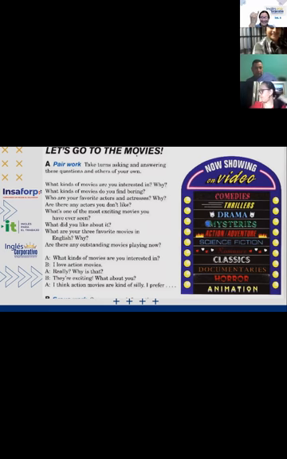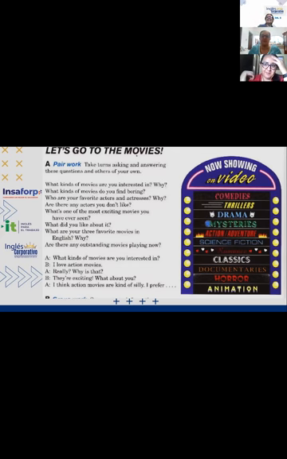Classic. Action. Drama. Comedy. Horror. Romantic. What else? Thrillers. I like adventure. Western, animated, all right. Superhero. Fiction. Science fiction, exactly. All this type of movie. Let's go to the movie.